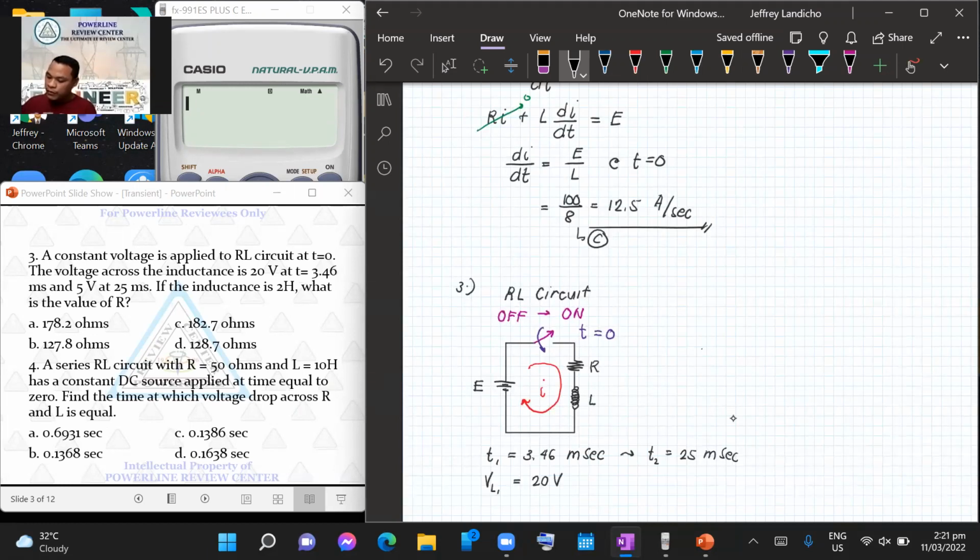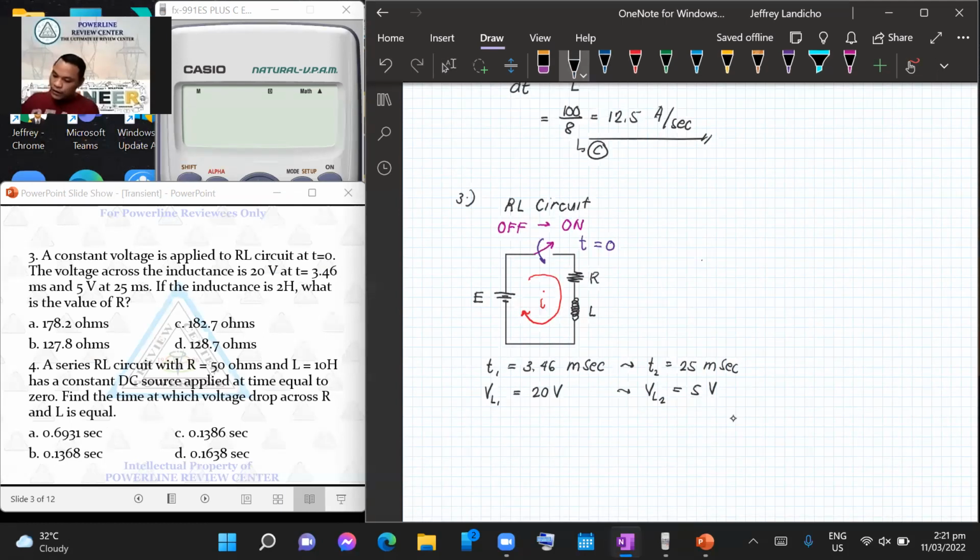So, after 25 milliseconds, kinuha ulit natin yung voltage across inductance and we have found out that in this case, it is now only 5 volts. So, if the inductance of this given circuit is 2 Henry, what is the value of R? So, hinahanap naman natin ano value ng R.